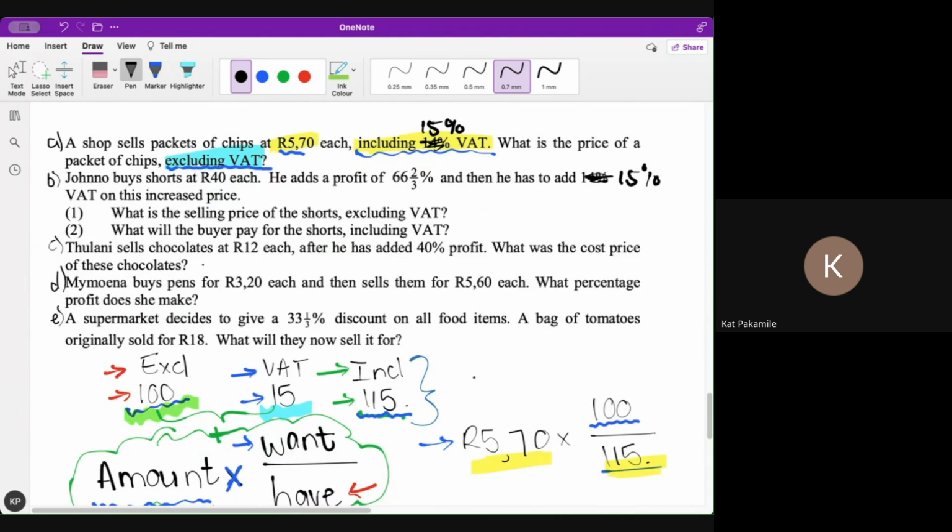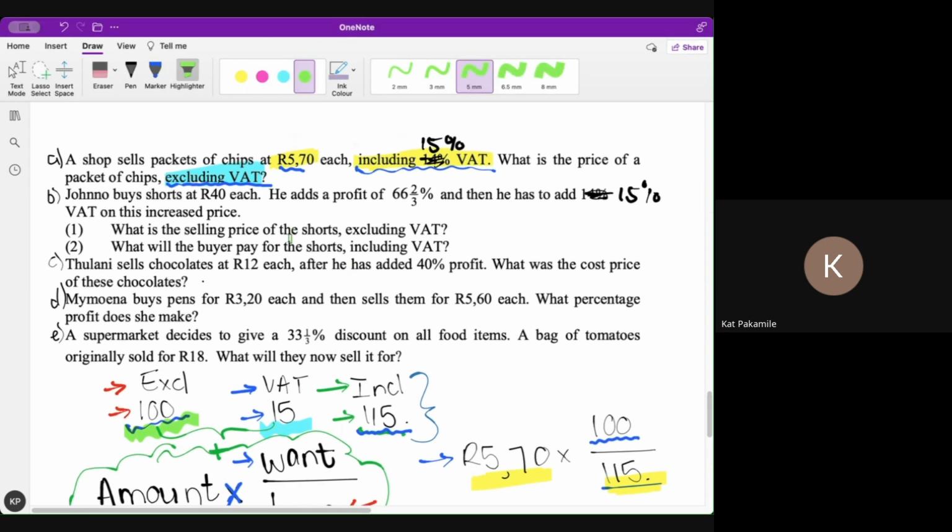Jono buys shorts at 40 Rand each. Now, I'm not sure who it was who was talking about selling and cost price, okay? I didn't want to use the words selling price and cost price because people were going to confuse VAT with profit and loss. Do you understand? It was Alice. I was very careful of using selling price and cost price, because otherwise, look at this question.